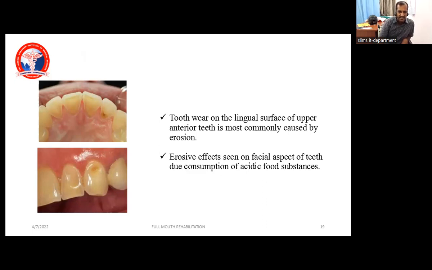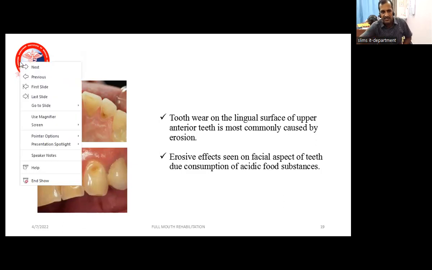Okay, the erosive part seen in the facial aspect. One is the lingual surface of the upper anteriors. The second picture denotes the facial aspect of the anterior tooth, wherein you can see the erosive effects that are mostly associated with consumption of acidic food substances.